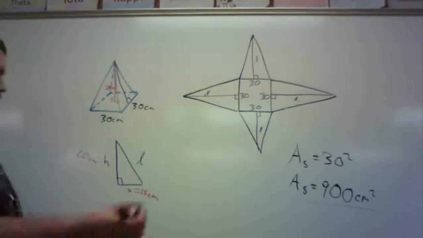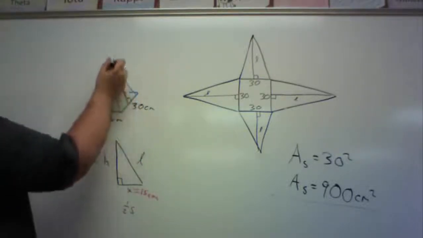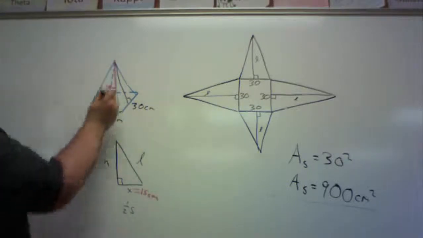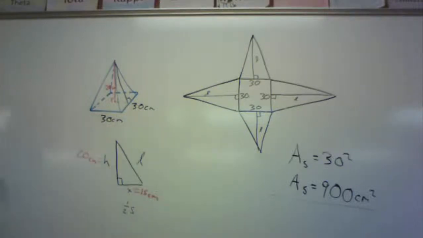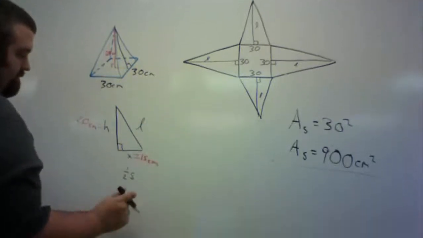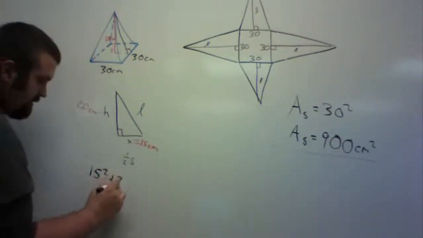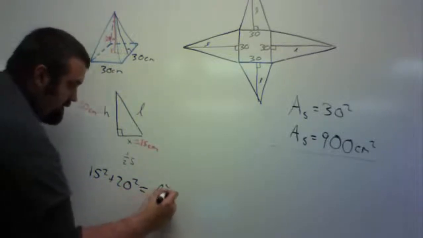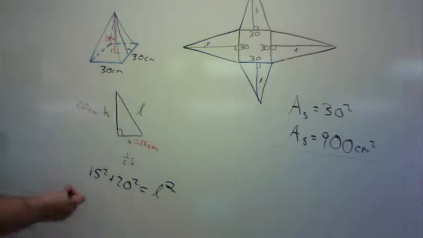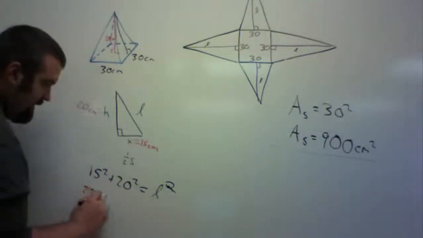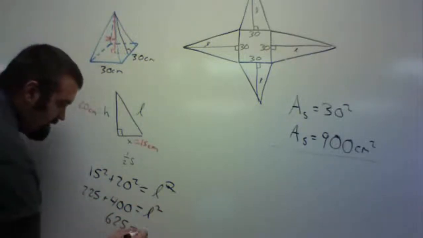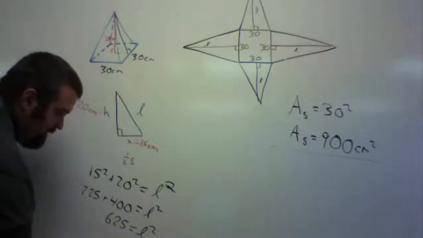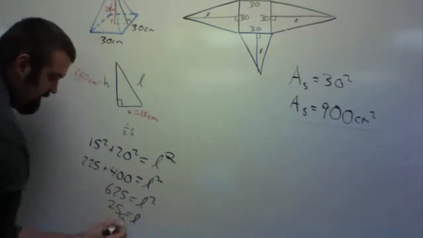To find L, this triangle that I constructed way back at the beginning is the one I need. The height, the slant height, and half the side length form a right triangle. If I'm looking for L, I can use a squared plus b squared equals c squared. So 15 squared plus 20 squared equals L squared. 15 squared and 20 squared, I believe, is 225 and 400, so 625 equals L squared. Square root both sides, and I get L to be 25 centimeters.